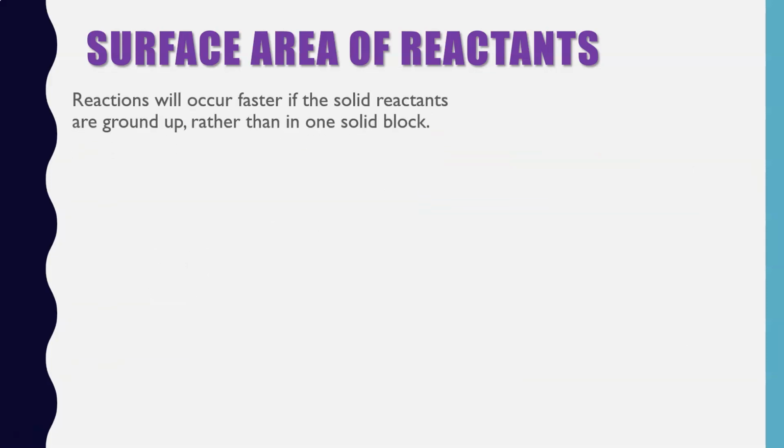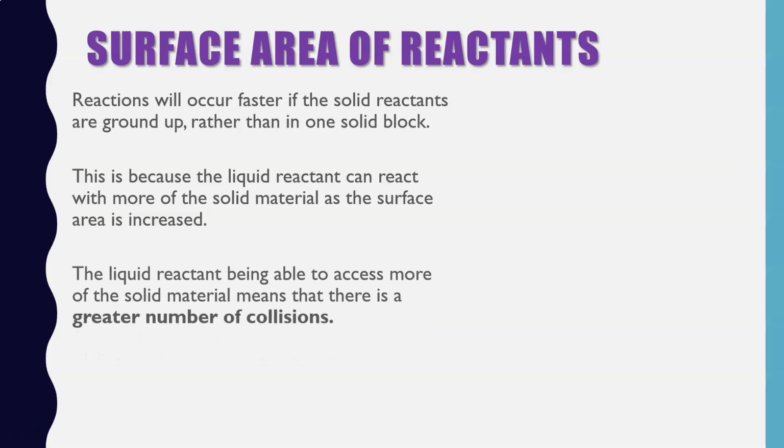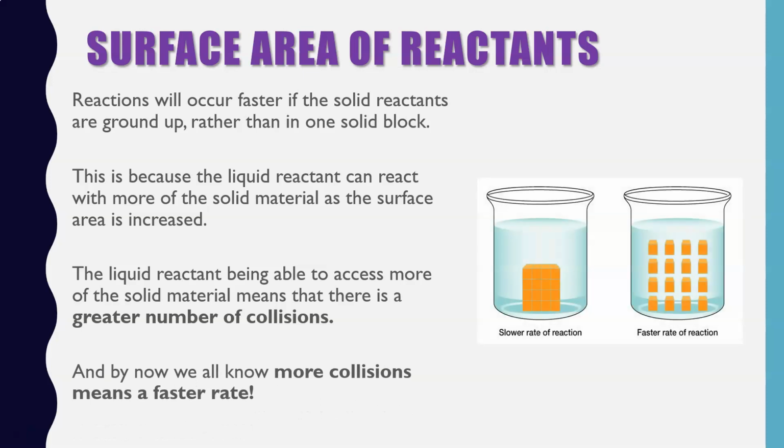Reactions will occur faster if the solid reactants are ground up rather than one solid block. This is because the liquid reactant can react with more solid material as the surface area is increased. The liquid reactant is able to access more of the solid material, meaning there are more collisions occurring, so our reactions occur more quickly. So you can see there, you've got that one large solid on the left-hand side, or you've got it broken up on the right-hand side with much more surface area.